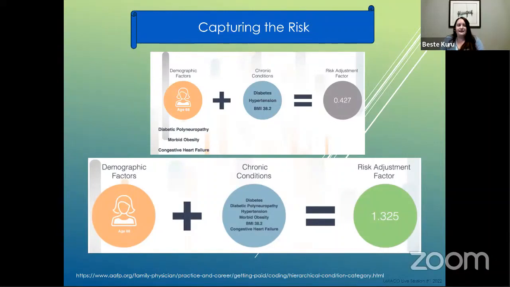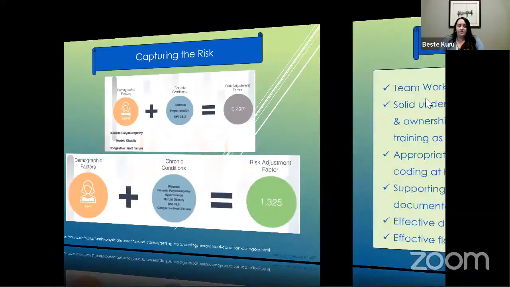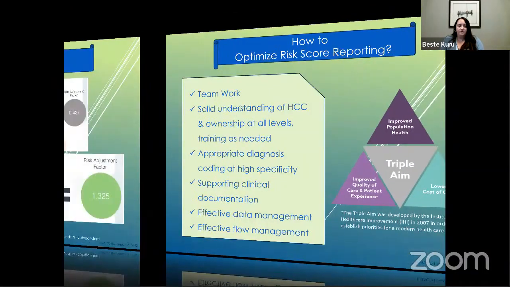So it seems like this patient is not very risky because we are not capturing and reporting the full picture. But in the second scenario, if you are coding everything that the patient presents as a chronic disease, which includes diabetes, polyneuropathy, hypertension, morbid obesity, along with the BMI and congestive heart failure, then we see that the risk factor for the patient jumps up to 1.3, and we are correctly capturing the risk of the patient.